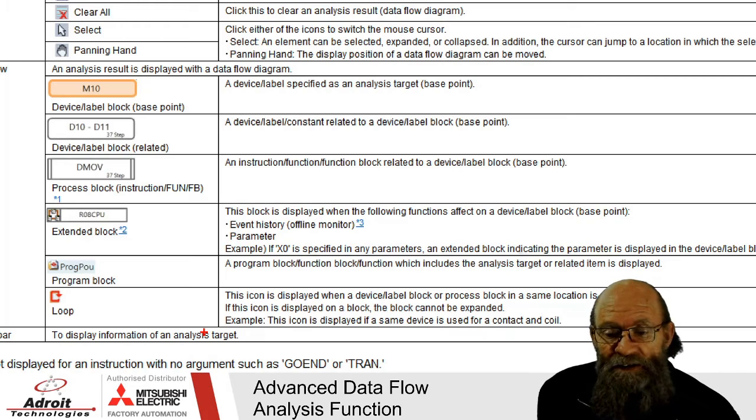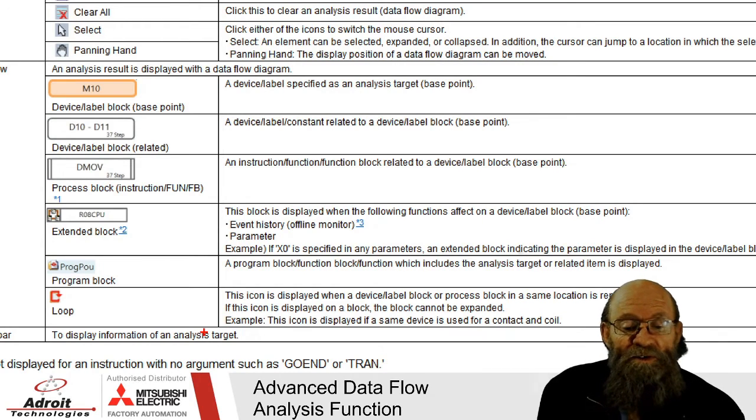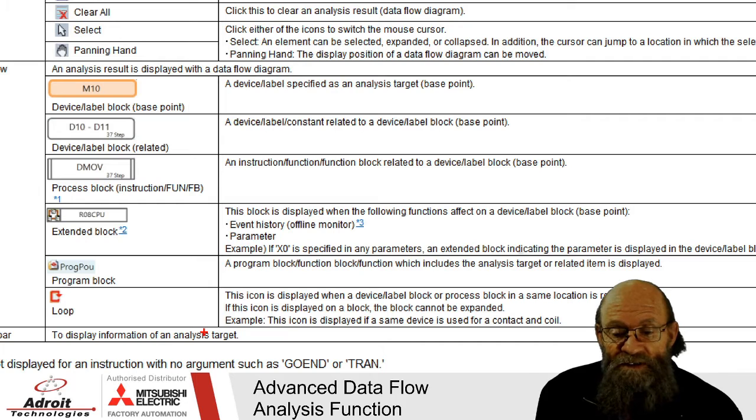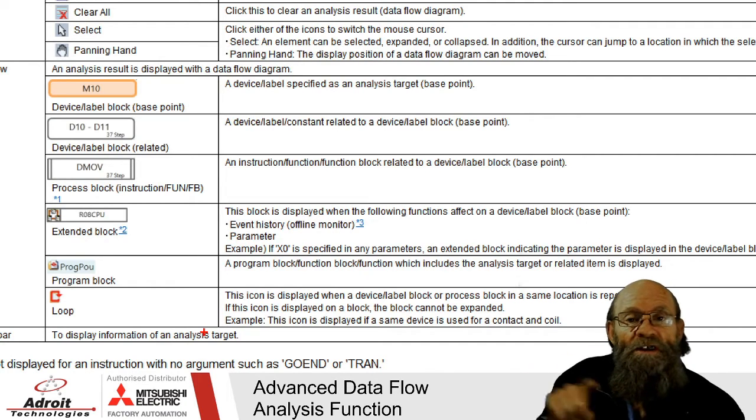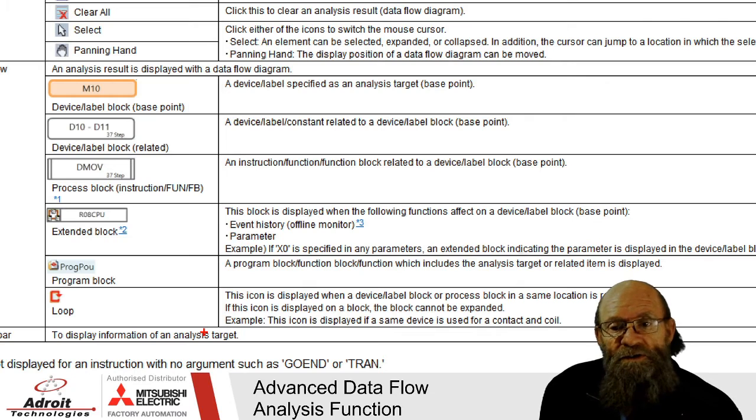which lets us know that this icon is displayed when a device or a label in a block or process block in the same location is repeated. If this icon is displayed on a block, the block cannot be extended. Okay, an example is this icon is displayed if the same device is used for a contact or a coil. Okay, so that will be the end of the line, and it's basically where the code circulates back to itself in your design.